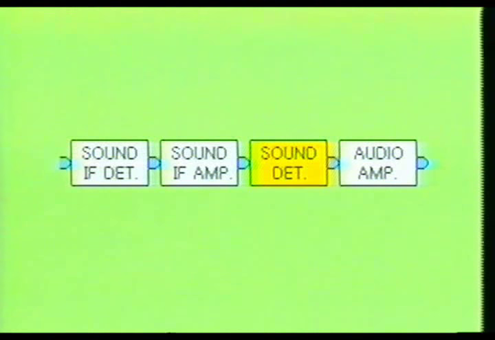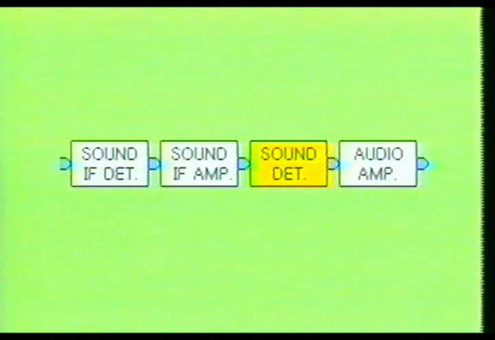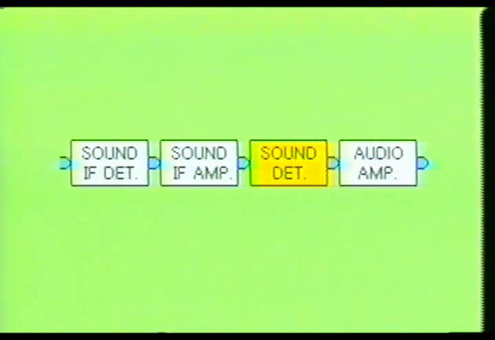The third section is the sound detector stage. The sound detector stage converts the sound intermediate frequency signal into audio frequency signals. The fourth section is the audio amplifier stage. The function of this circuit is to boost the audio signal to a level sufficient to drive the speaker at the output of the stage.